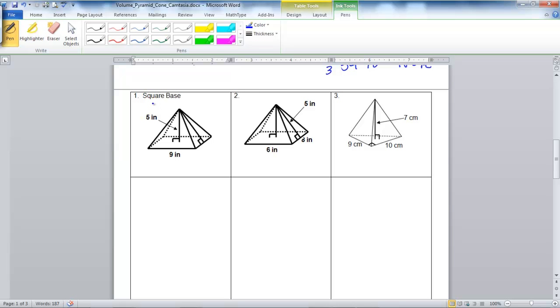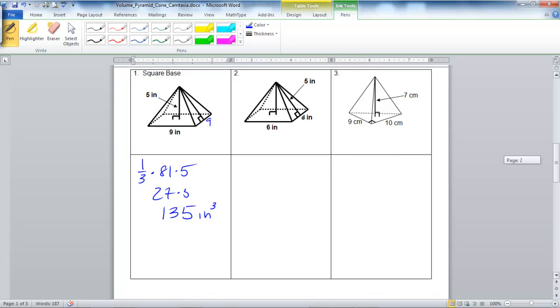I'll do this one right here just because it says, now we got to read again, square base. So this is 9, which means that's also 9. So 1/3 times 9 squared, which is 81, and then times 5. And 81 divided by 3 is 27. 27 times 5 is 135, and we're talking inches cubed on this one. So you can try these other two over here for a little practice.